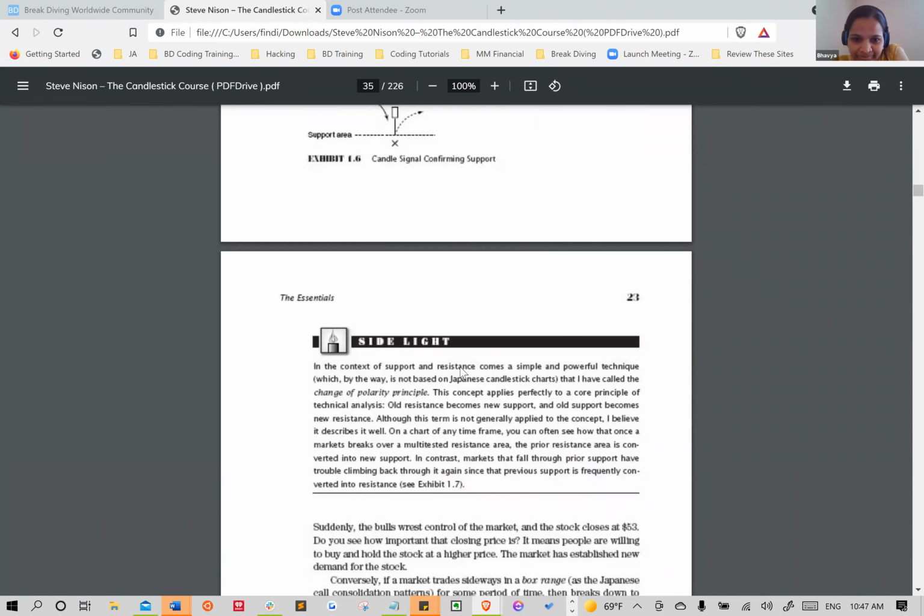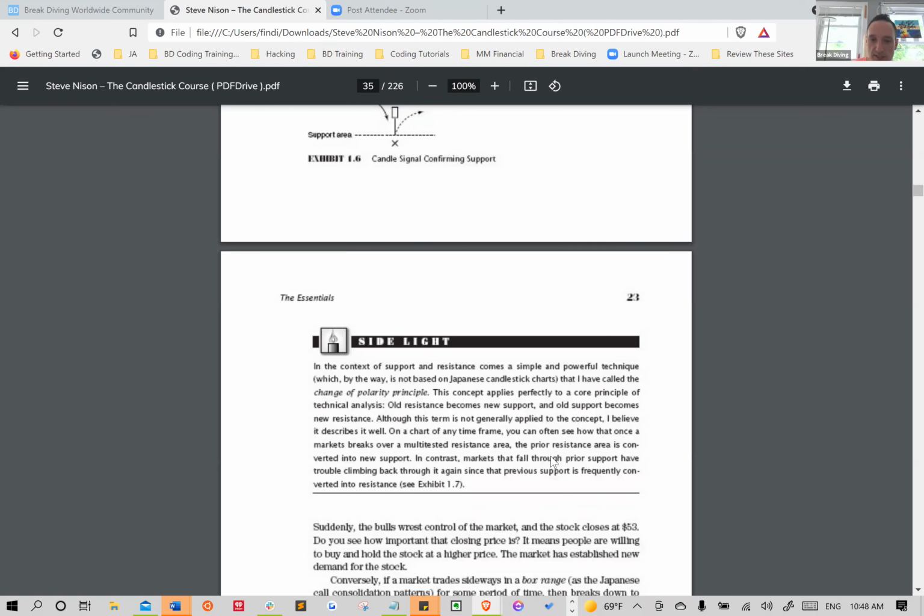In the context of support and resistance comes a simple and powerful technique that I've called the change of polarity principle. It applies perfectly to a core principle of technical analysis. Old resistance becomes new support, and old support becomes new resistance. Although this term is not generally applied to the concept, I believe it describes it well. On a chart of any time frame, you can often see that once a market breaks over a multi-tested resistance area, the prior resistance area is now converted into new support.